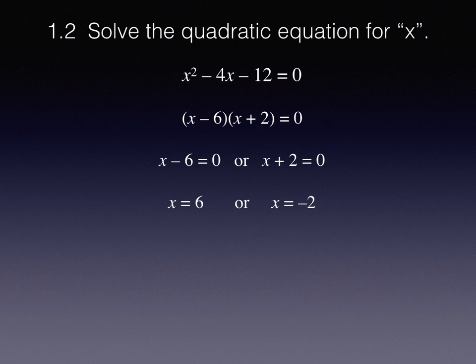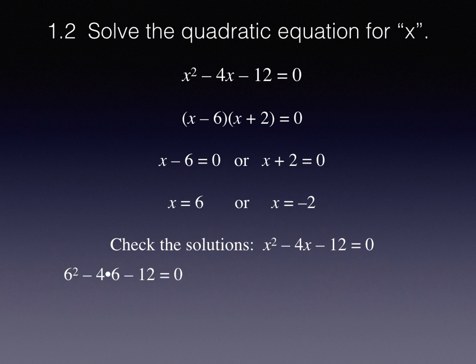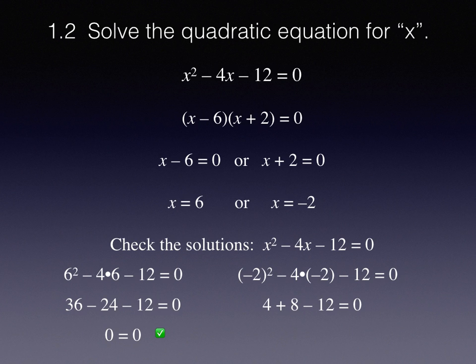Now we're going to check our solutions. And we'll substitute the x equals 6 and check that we get a true statement. We did get a true statement. Now let's substitute -2 in place of x in the original equation. And let's do the math there. 12 minus 12 equals 0, so that is another true statement. Therefore, the two solutions, x equals 6 and x equals -2, are both valid.